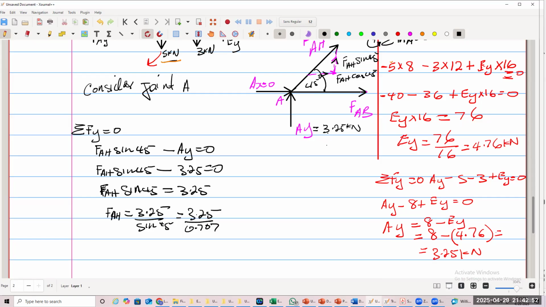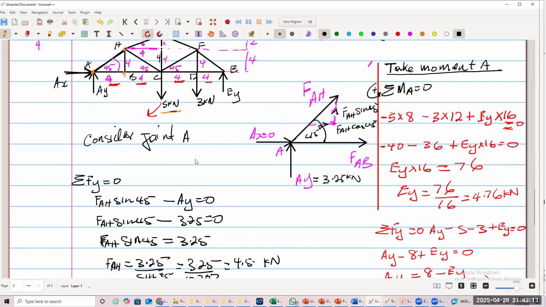4.59, positive, 4.55 kilonewtons. So it's the same. Yes, no, therefore 5.9. Oh, so that means it is tension. Well, let's check that again.